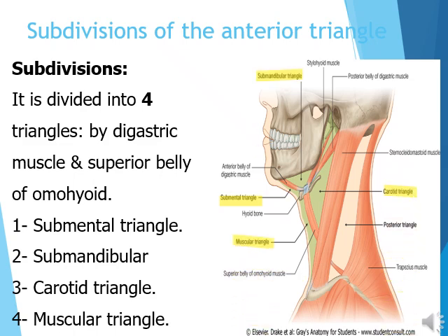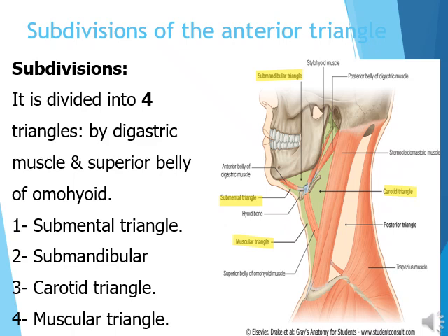Having defined the boundaries of the anterior triangle, now let's look at how this region is further organized. The anterior triangle is subdivided into four smaller triangles, each with distinct anatomical contents and clinical significance. These subdivisions are formed by two key muscles, the digastric muscle and the superior belly of the omohyoid, which act as internal borders within the larger triangle.